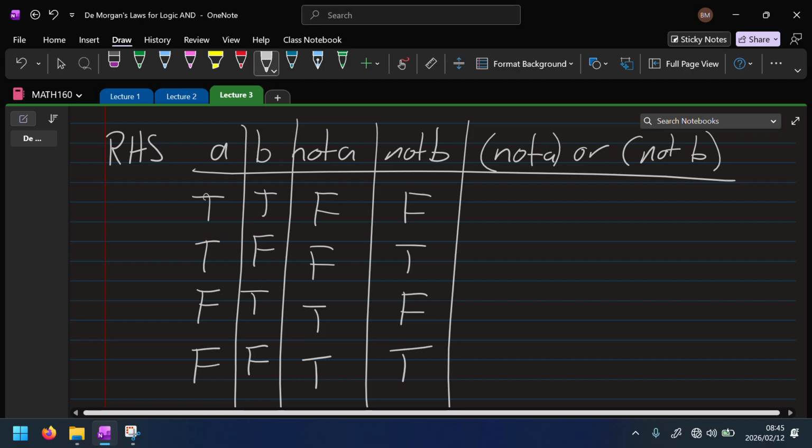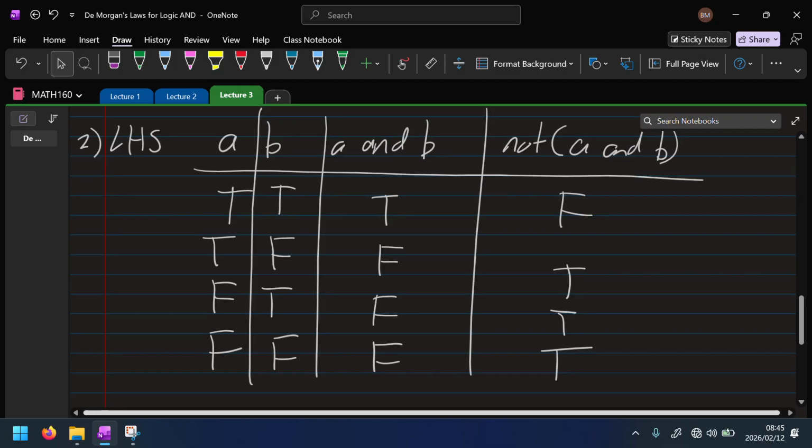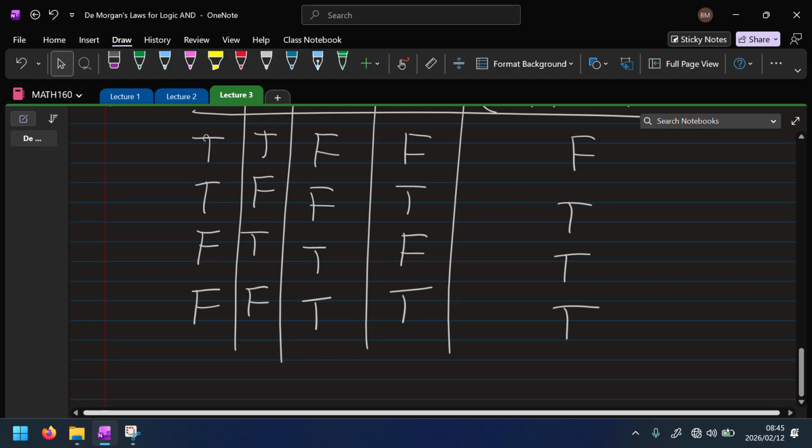And then finally, the last column is the OR of these two columns over here. So first one, next one, next one, next one. We look at the last column. So false, 3 trues. False, 3 trues, they match. So that's the end of the proof. Is everyone okay with that?